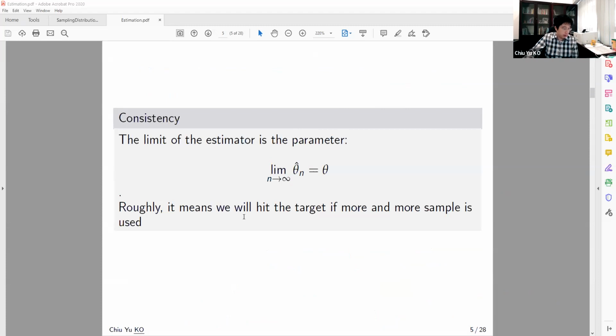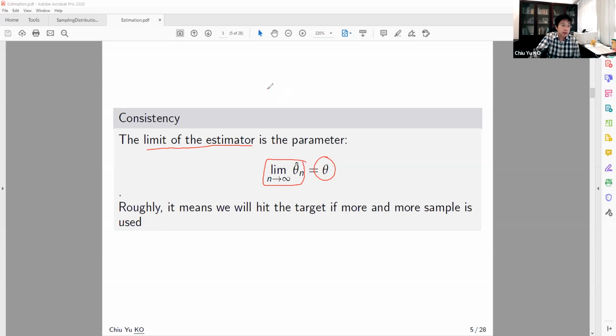So as I said, I've moved this to the technical part. It is what we call consistency. Consistency means the limit of the estimator is the problem itself, which means that if you get higher and higher n, then actually we will get to our goal, okay?